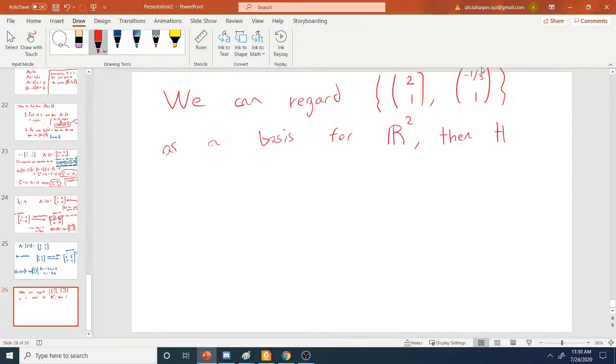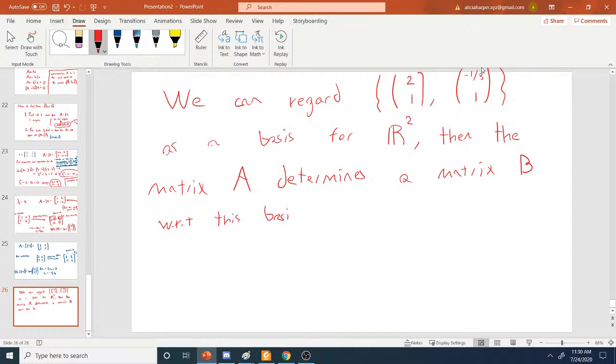Then the matrix A determines a matrix B with respect to this basis, and B is very easy to write down. Here it's just going to be 4, 0, 0, negative 3.